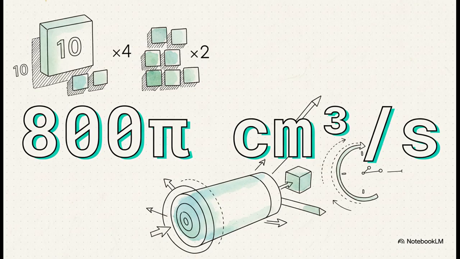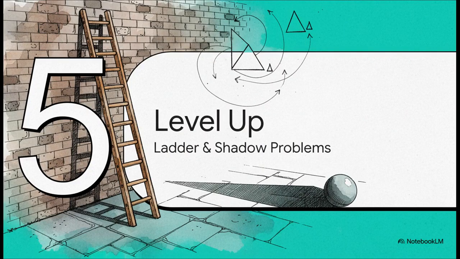So the volume is increasing at a rate of 800π cubic centimeters per second. And look at the units, centimeters cubed per second. That tells us we found a rate of change of volume, which is exactly what we wanted. Master plan complete.